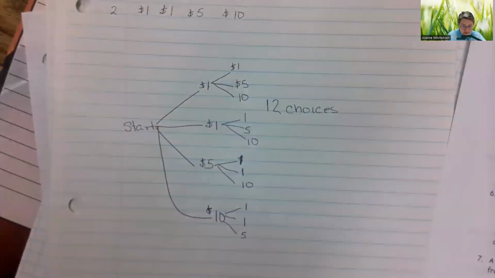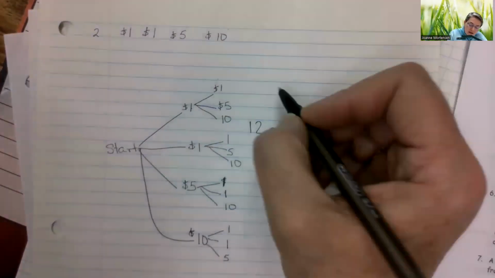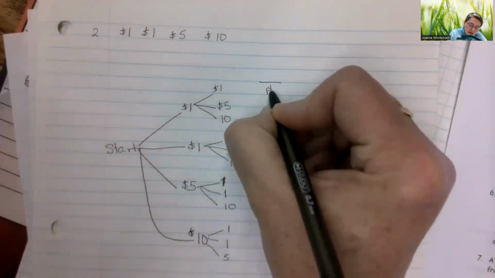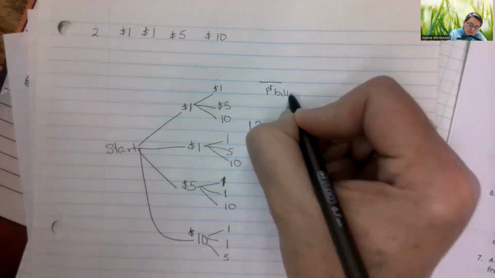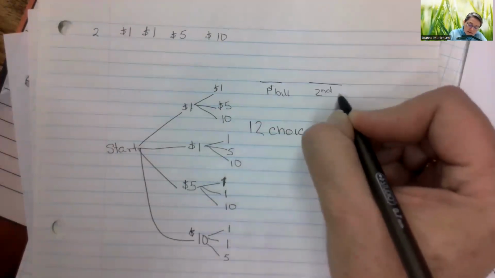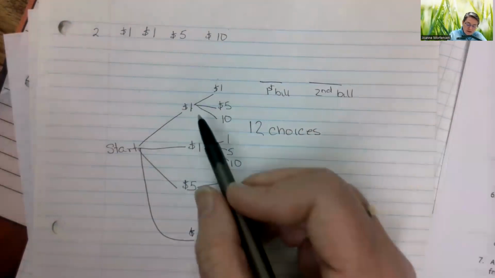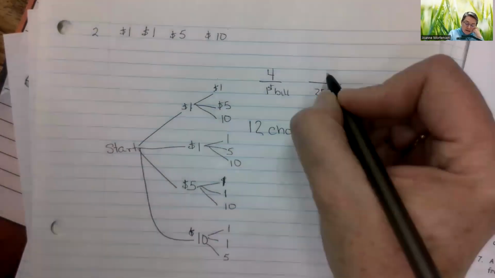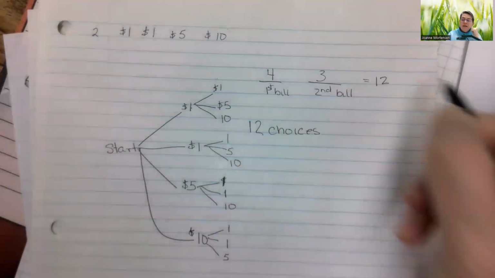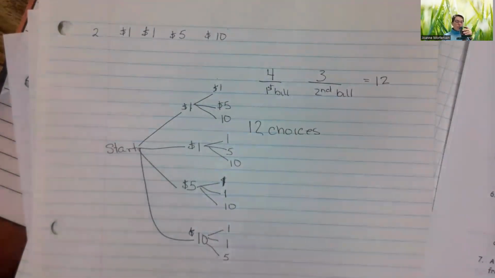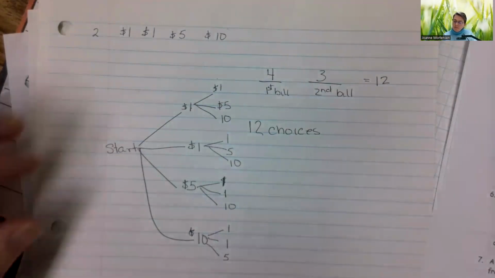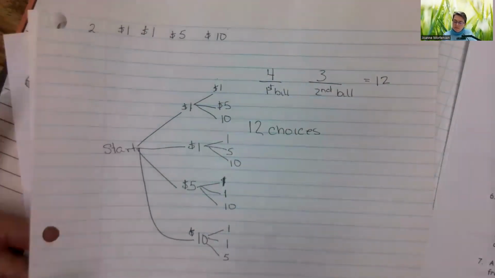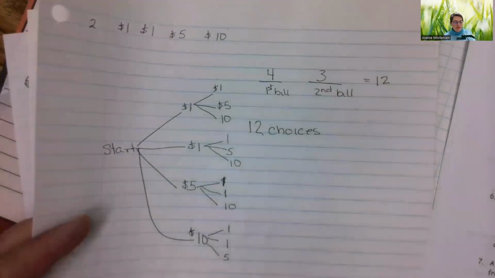Mathematically, if it didn't say draw the diagram, it would be first bill, second bill. So there were 4 to start out with. And then I kept 1, I didn't replace it. So that's 3. And ta-da, we got 12 choices. All right, number 2. Number 3.